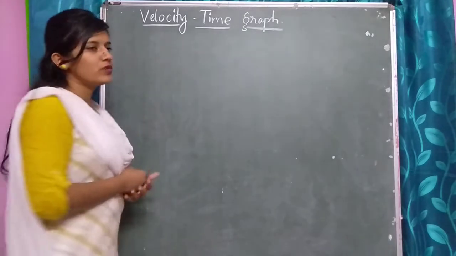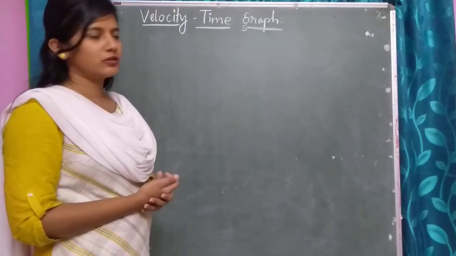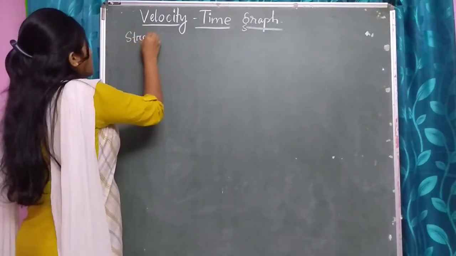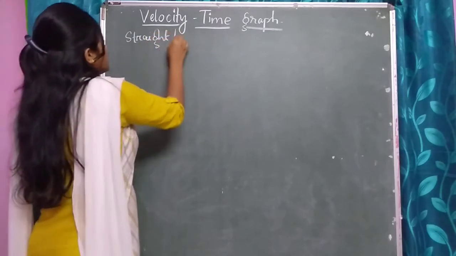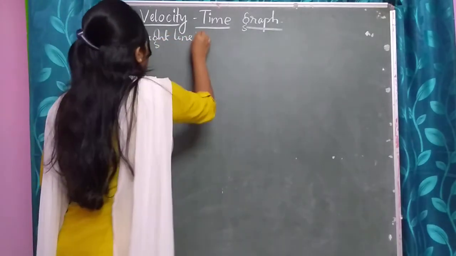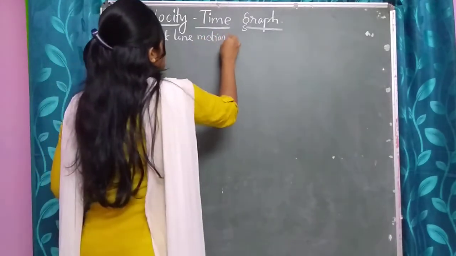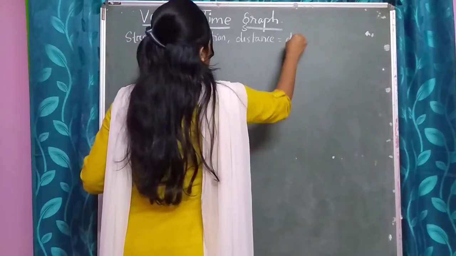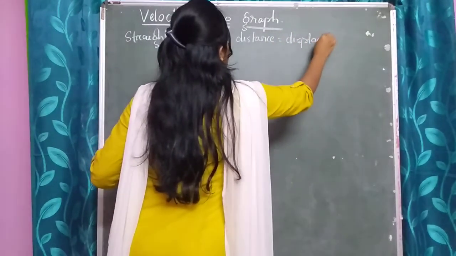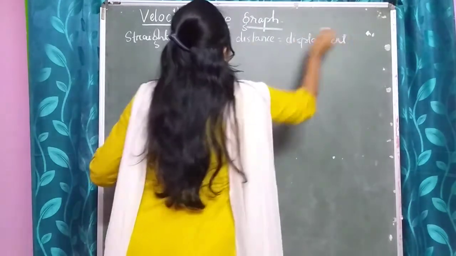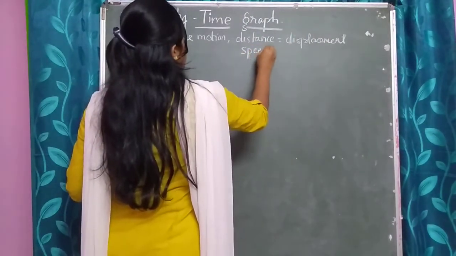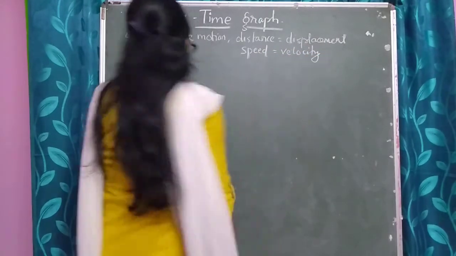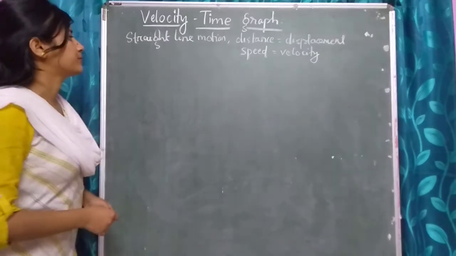First, since we are going for straight line motion, for a straight line motion, the distance will be equal to displacement, and similarly we can say that the speed will be equal to velocity. So this is true only for a body moving in straight line motion.